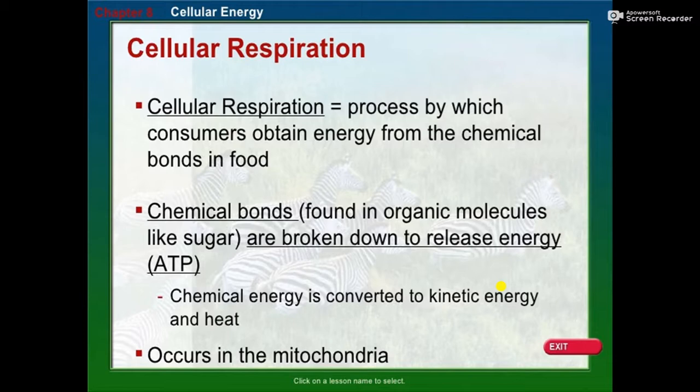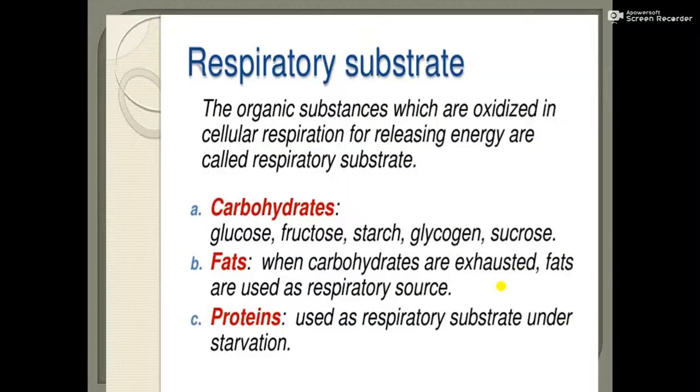So some basic things about cellular respiration. Cellular respiration is a process by which consumers obtain energy from the chemical bonds in food. Now what is a chemical bond? It's found in organic molecules like sugar, which are broken down to release energy as ATP. Chemical energy is converted into kinetic energy and heat, and maximally it occurs in mitochondria.